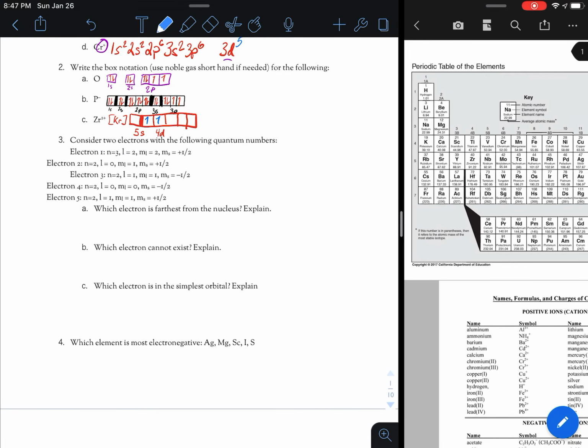All right, so consider 2 electrons with the following quantum numbers. Which electron is farthest from the nucleus? Explain. Which electron cannot exist? Explain. And which electron is in the simplest orbital? Simplest here means the least complicated orbital, or the least features, I guess. So which electron is farthest from the nucleus? Farthest from the nucleus is going to be the largest n value. So I'm going to go here, the n value of 3.